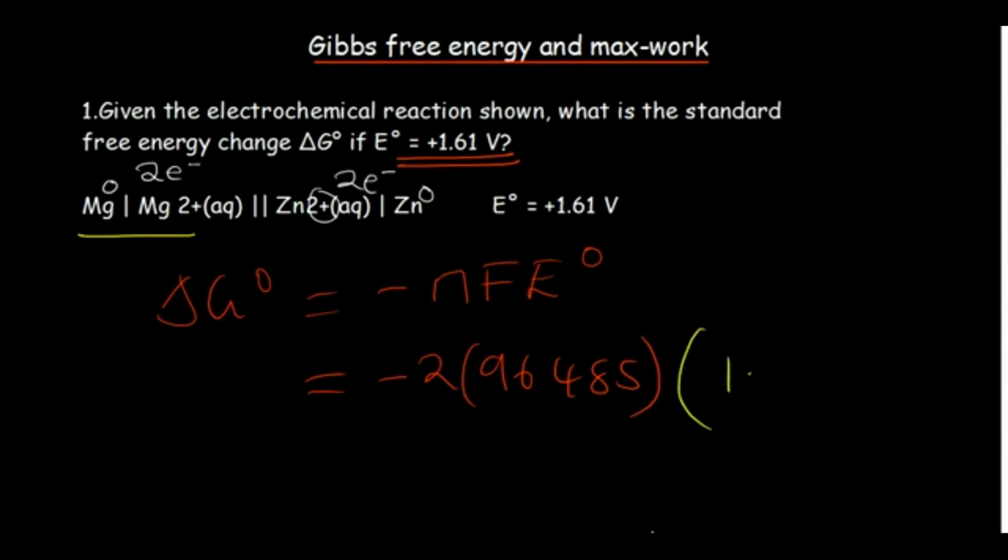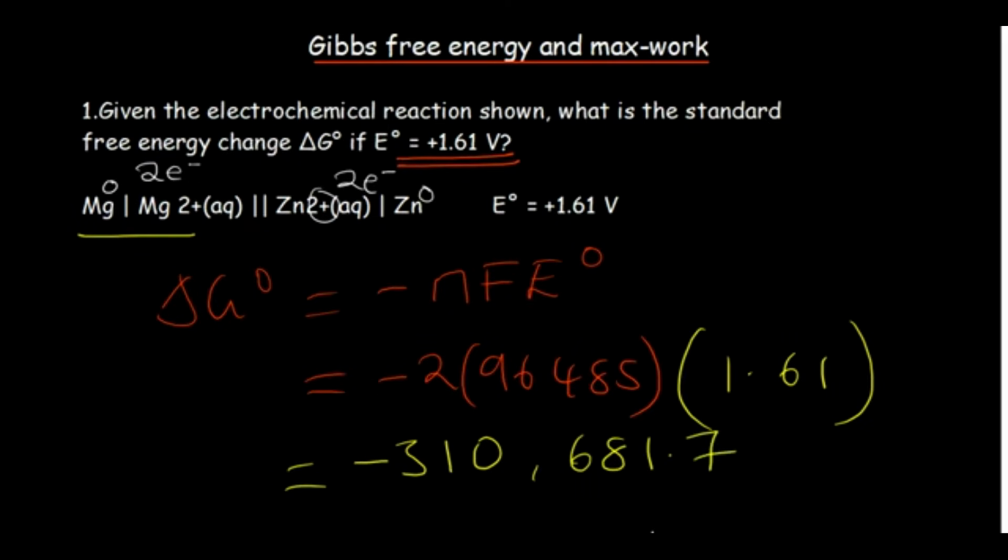So that is 1.61, right? So if you try to review what you have here, perform the calculation. So negative 2 multiplied by 96,485 multiplied by 1.61. Okay, so I'm getting a minus 310,681.7. So now what are the units?